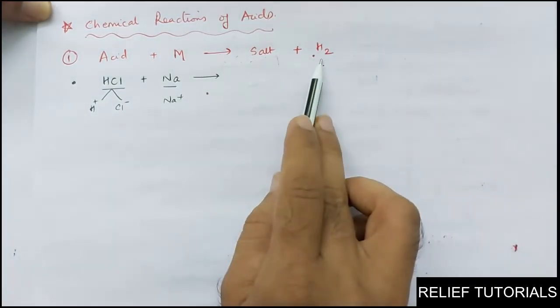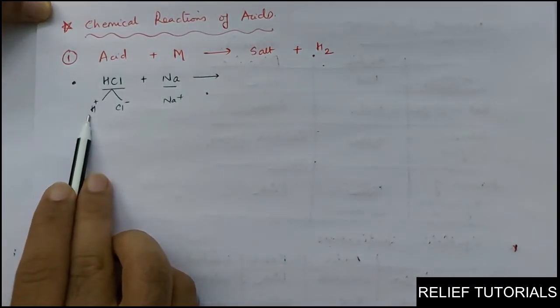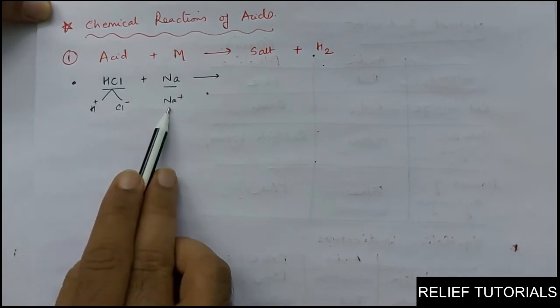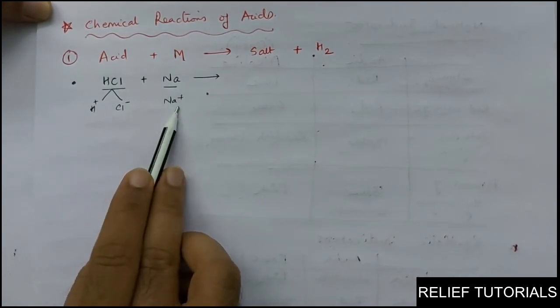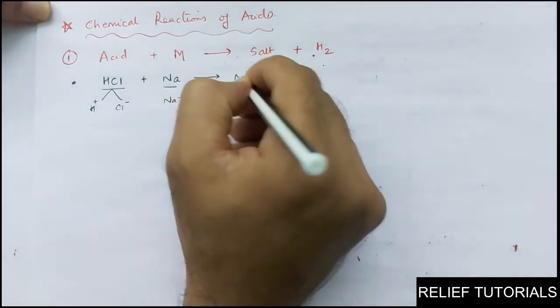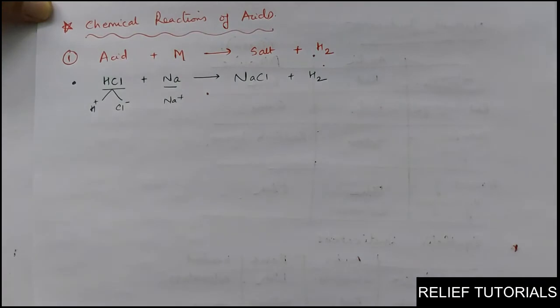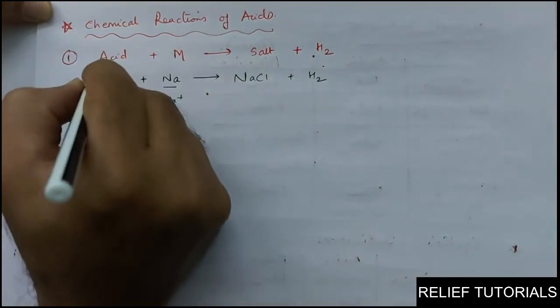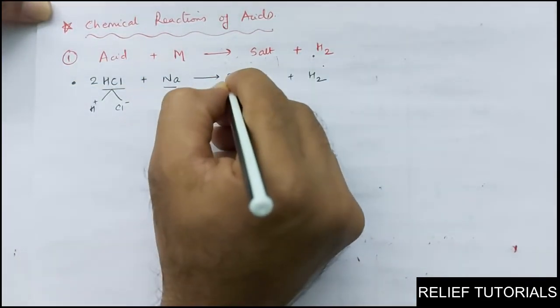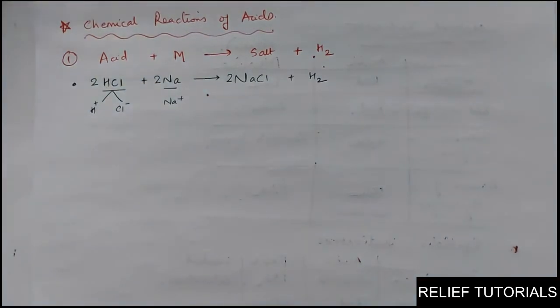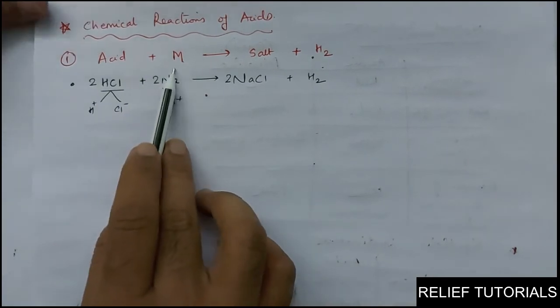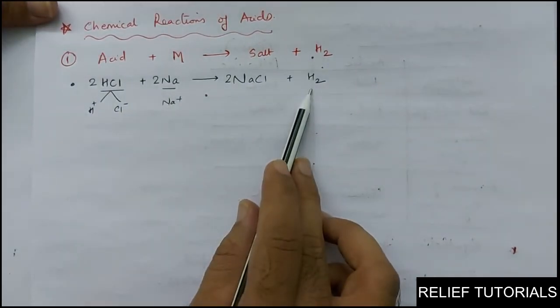We know that hydrogen is going to get liberated, so this hydrogen will be liberated. Then the reaction between Na plus and Cl minus will occur. Na plus Cl minus forms NaCl and hydrogen gas liberates. The equation is not balanced. Here hydrogen is 2, here you can write 2. So if you write 2 here, you have to write 2 here also and 2 here also. So this is the balanced chemical reaction in which acid when it reacts with metal, it forms salt and hydrogen.